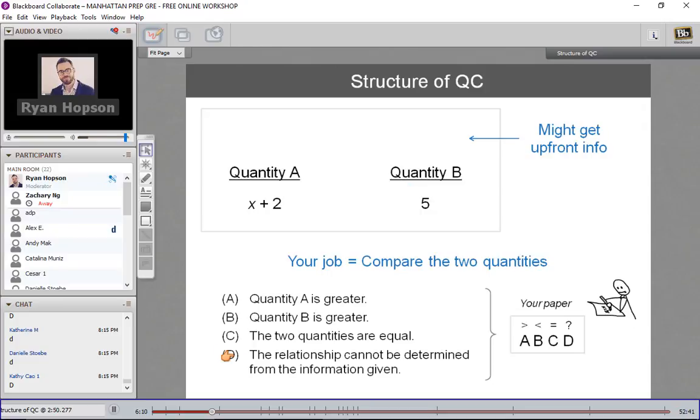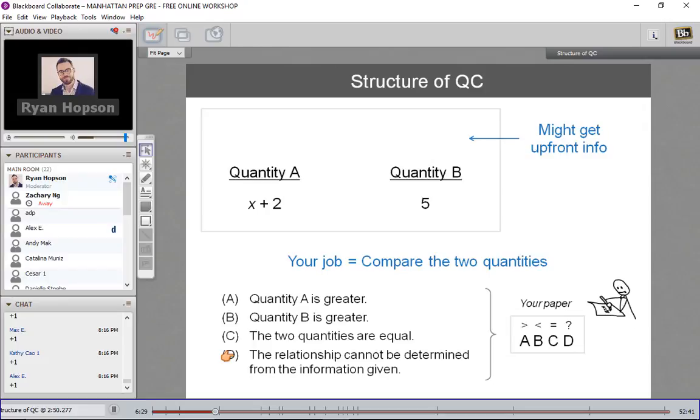Excellent. You guys clearly seem pretty comfortable with that. If you feel comfortable with the basic mechanics of quantitative comparison, just give me a quick +1 in the chat there. Wonderful. Then I do not want to spend any more time on that.